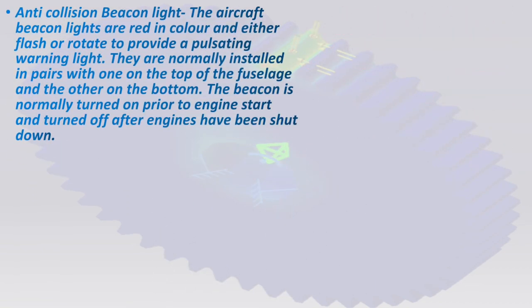The next one is anti-collision beacon lights. The aircraft beacon lights are red in color and either flash or rotate to provide a pulsating warning light. They are normally installed in a pair with one on the top of the fuselage and the other on the bottom. The beacon is normally turned on prior to engine start and turned off after the engines have been shut down.